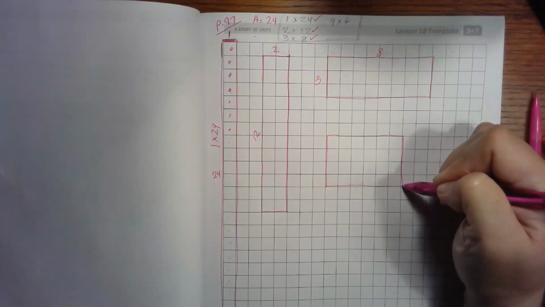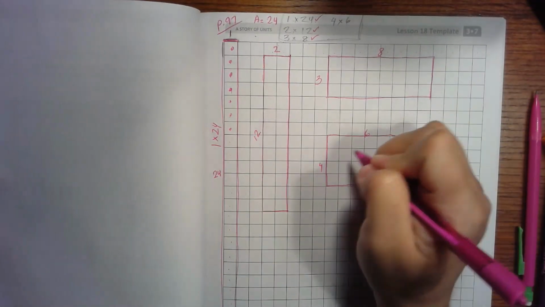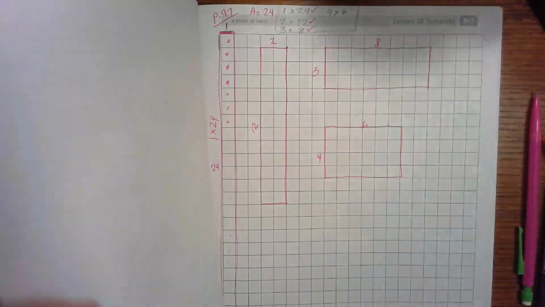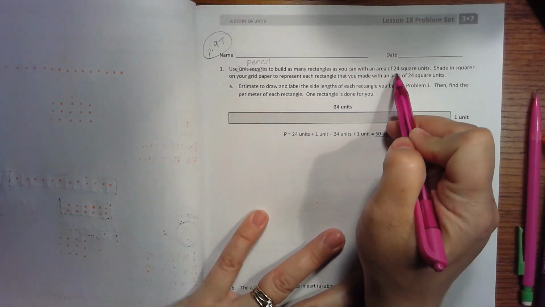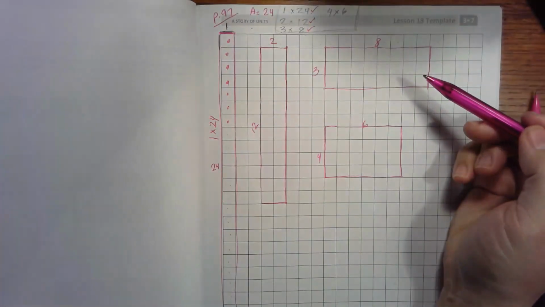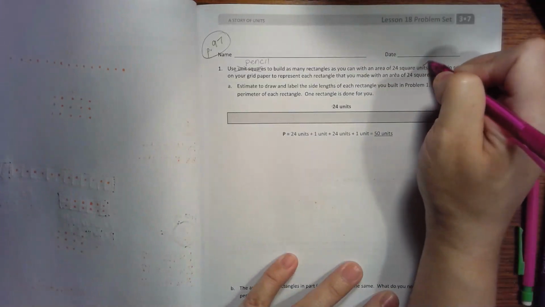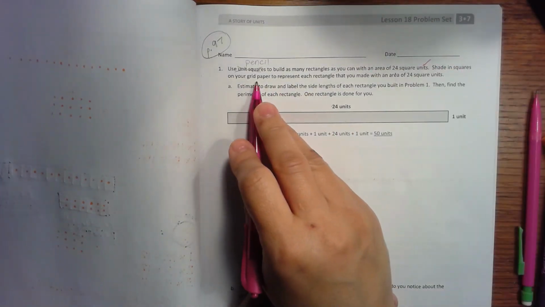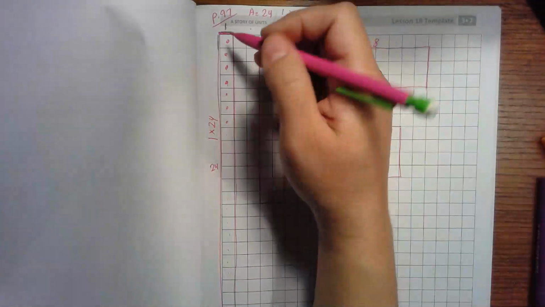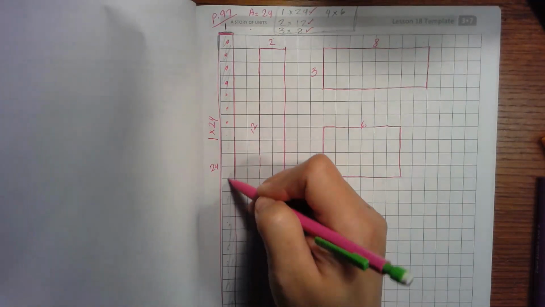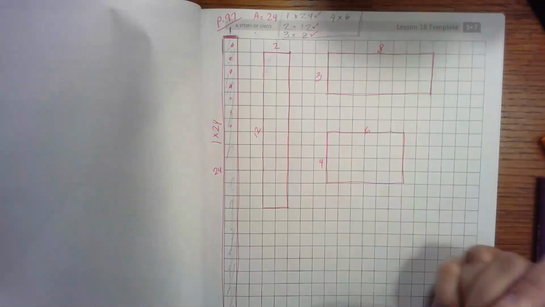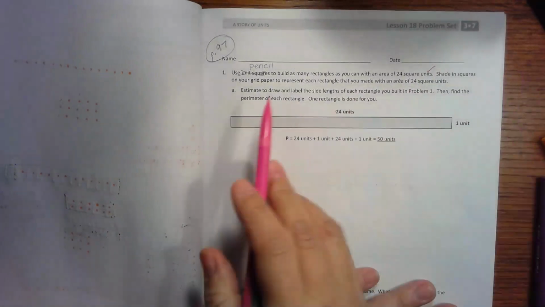Okay, I think I better go back and check my directions, make sure we did everything we're supposed to do, so far. Okay, we built as many rectangles as we could with an area of 24. We did that, so we're done with that part. Shade in the squares on your grid paper to represent each rectangle that you made. Okay, we could shade them in. That represents the area. You could color them neatly. I'm not going to color for time's sake.